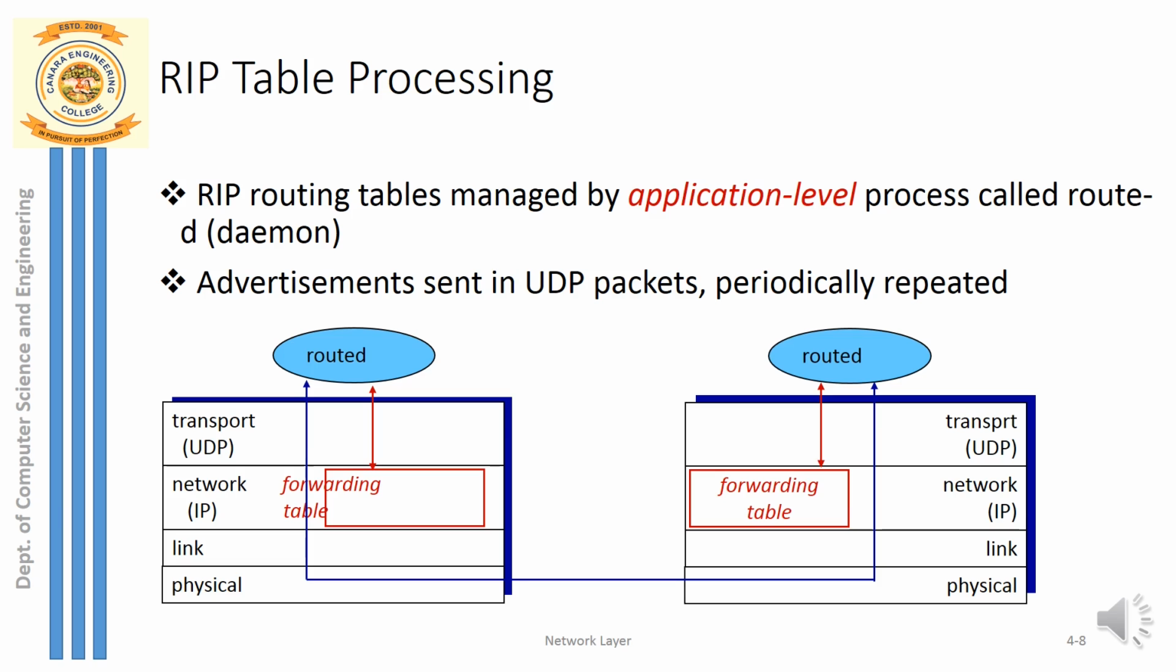So finally we have our table processing. RIP table is actually processed at the application layer level. So this table processing is managed at the application level by a process called the daemon process. And whatever RIP advertisements there are, those are sent through UDP, that is a transport layer protocol. Through this protocol the RIP advertisements are exchanged. But finally remember, this forwarding table is maintained or calculated at the network layer only. At the network layer only this forwarding table is calculated.